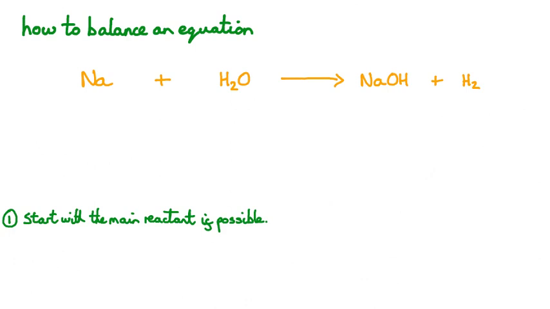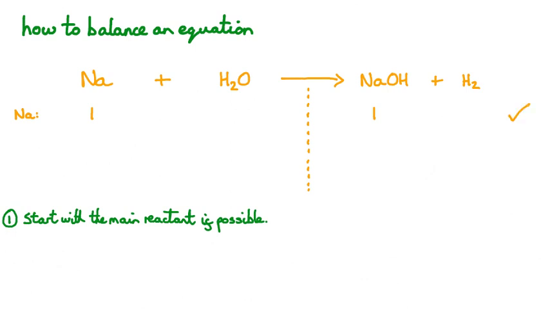It can be useful to begin with the key reactant. This could be the most complex reactant or the one we're most interested in. In this example, let's begin with sodium. We can set up a little table a bit like this and count the number of sodium atoms in each of our reactants and then again for each of our products. In this case, we have 1 sodium atom on our reactants and 1 sodium atom on our products. So the sodium atoms are balanced for now.